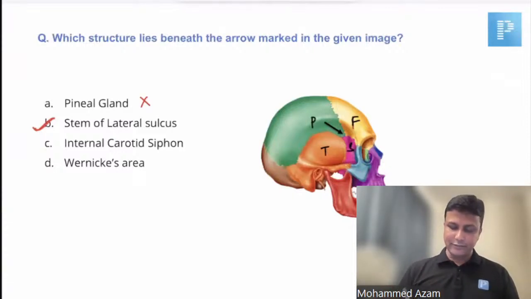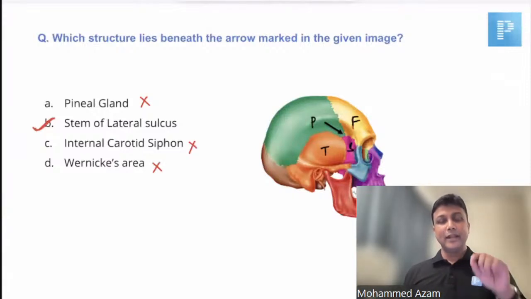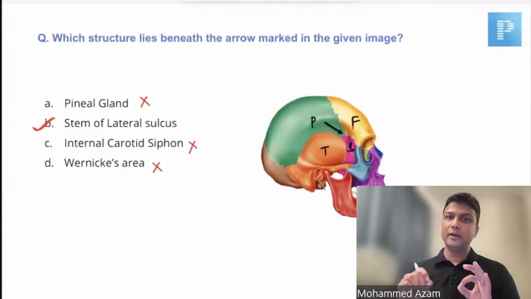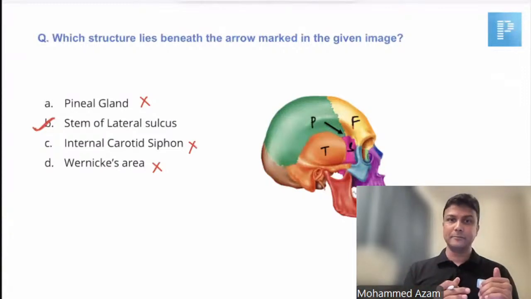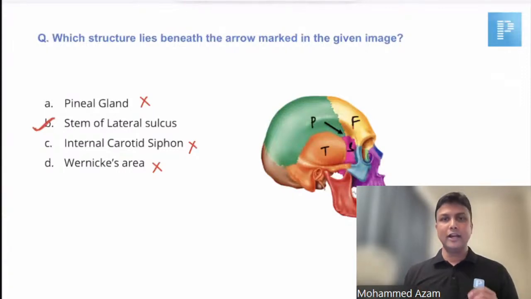Internal carotid siphon, no, this can't be the option. And Wernicke's area, not exactly here. It will be located on the superior temporal gyrus, but posteriorly. Wernicke's area will not be present here. But yes, of course, if they have given the option as Broca's speech area, then that option would be the right one. But Wernicke's speech area is not present deep to Pterion. Yes, Broca's area might be present over there, of course, on the dominant side. We know that one.